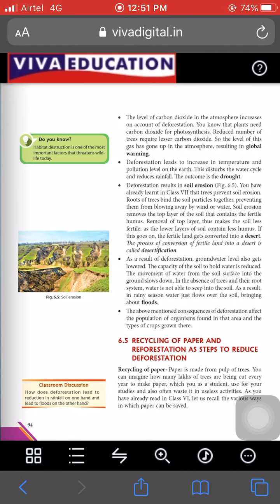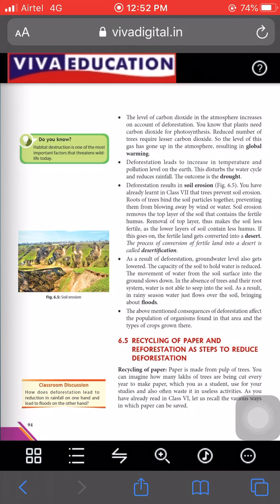Okay, when the temperature of earth increases, glaciers and ice caps melt and lead to natural disasters such as floods and cyclones, and these all are responsible for the destruction of biodiversity. Okay, next point is drought.